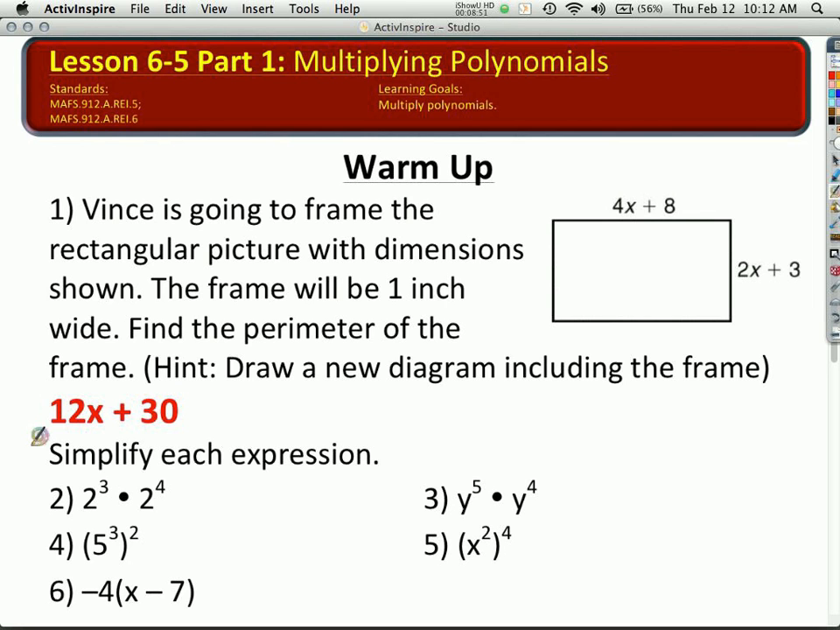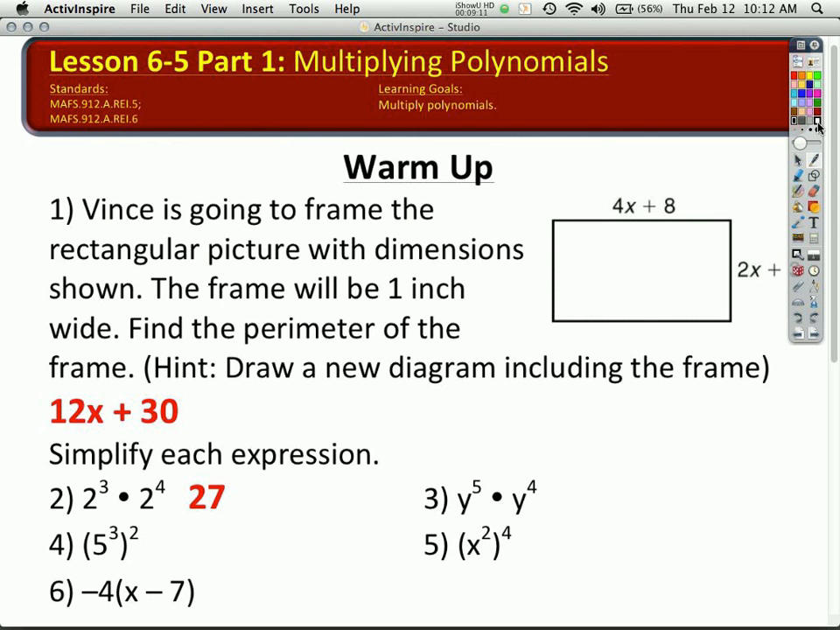Number 2, simplify the expression. I've got students 9, 8, and 18. Student number 9. Student number 8. Student number 18. Not here. That's supposed to be 2 to the 7th power. I had a typo. So 2 to the 7th power. Sorry about that.